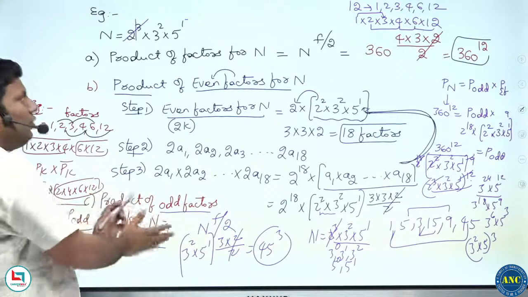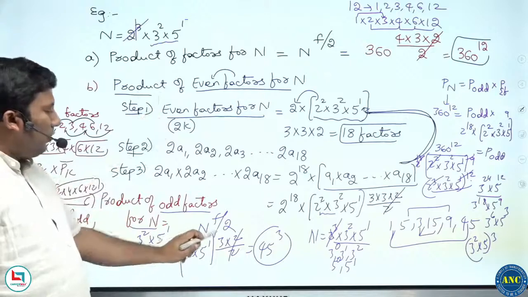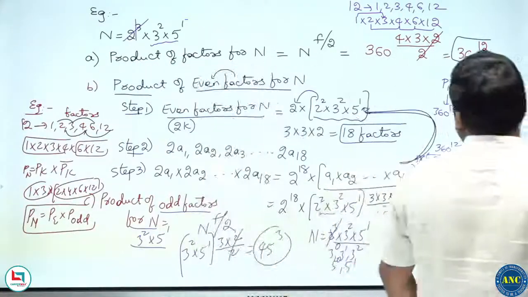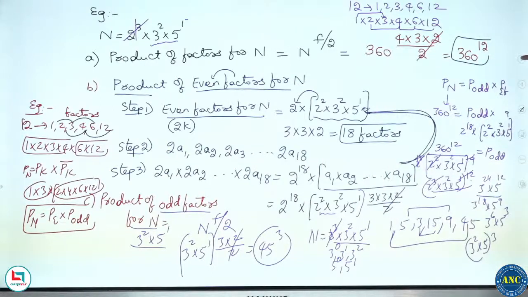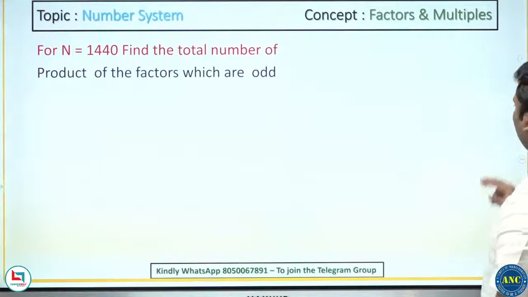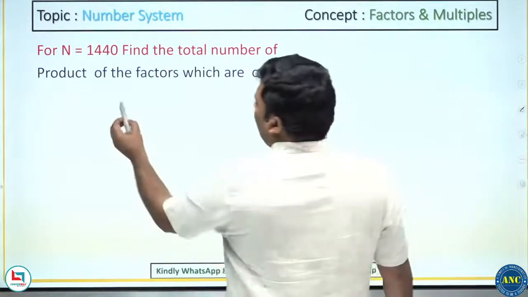Very easy to do is product of odd factors. 3 square into 5 power 1. Number of odd factors will be 3 into 2, divided by 2. 3 into 2 by 2. I hope you have understood the mistake. Product of the factors, next one. Product of the factors which are odd. Now it will be clear to you.